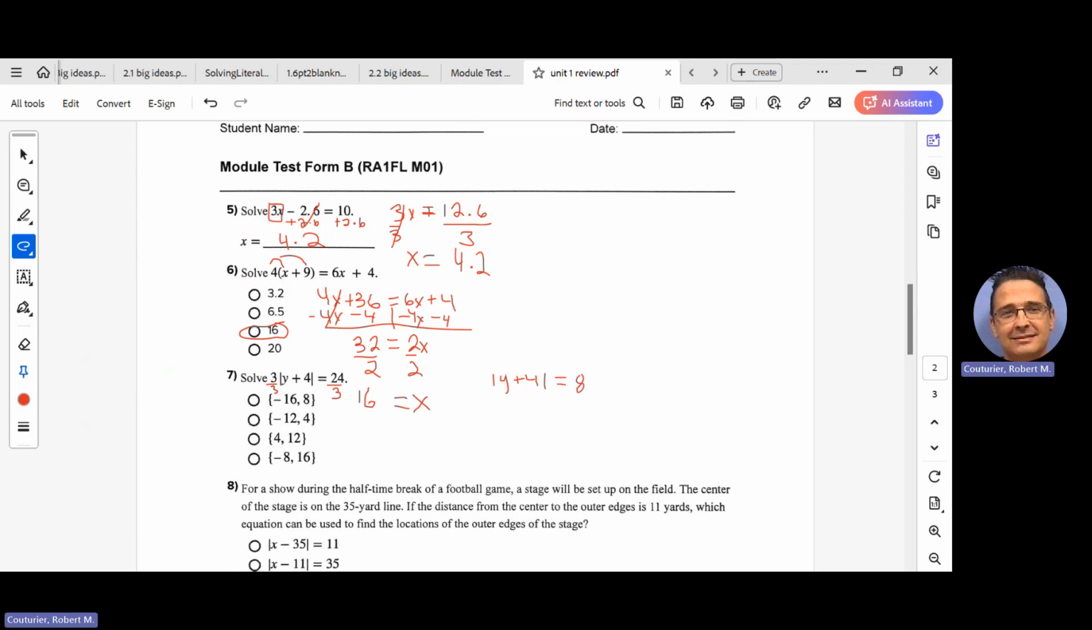We isolated it. Step 2, split it into 2 equations. One is set equal to 8, and the other one is going to be set equal to -8. And we solve each one. It's a one-step equation, guys. Subtract 4. Y is equal to 4. And on this one, we're going to subtract another 4. 8, 9, 10, 11, 12, -12.